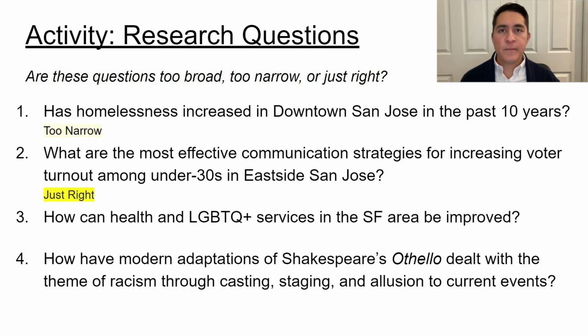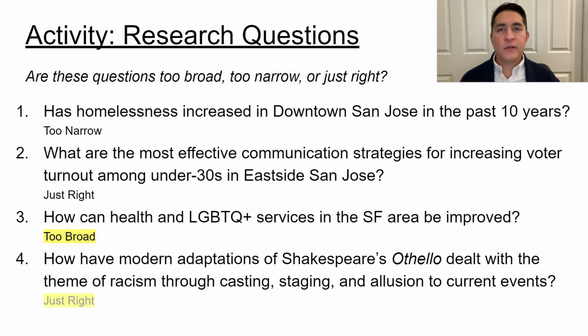Question 2 is just right. It's fairly specific, and it zooms in on a specific area, the East Side in San Jose, in order to make informed recommendations. Question 3 feels too broad. It tries to address two different practical problems: the quality of health services and LGBTQ+ support services. Even though the two ideas are related, it's not clear how the research will bring the two together.